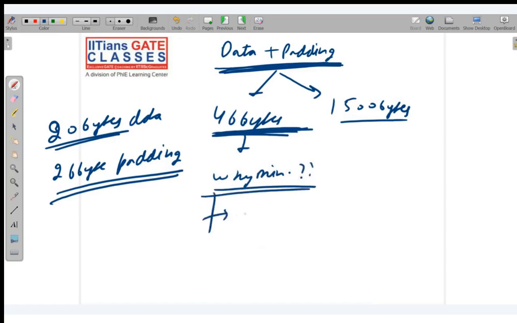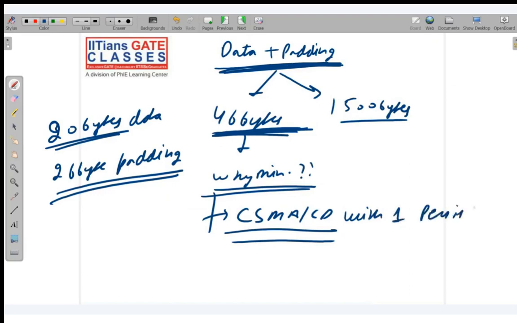Because here we are using CSMA-CD, and in the previous lecture I told you that CSMA-CD with one persistence method is used in Ethernet. Since CSMA-CD is used, obviously we need a minimum frame size. If we do not have a minimum frame size, the entire frame will be sent by the sender and then it will detect the collision. Then what is the use of detecting the collision, because the entire frame has been sent by the sender?